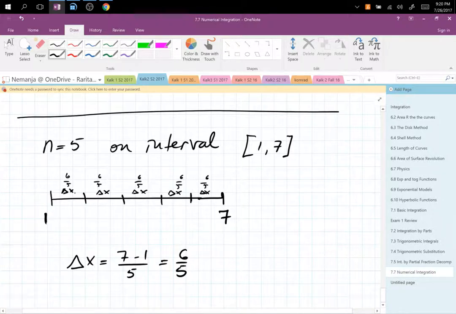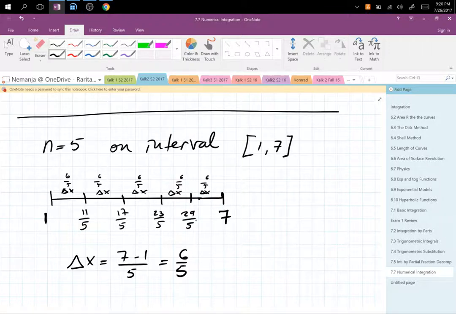So 1 plus 6/5 is 1 plus 5 plus 1, so that's going to be 11/5. Plus 6/5 is 17/5. Plus 6/5 is 23/5. Plus 6/5 is 29/5. And then plus 6 is 35. 35 divided by 5 is 7. That's how you check.